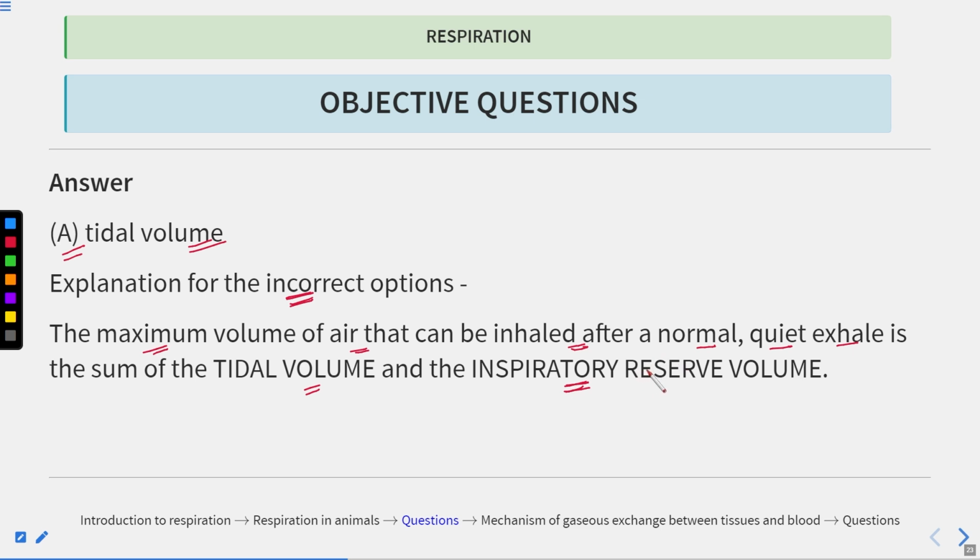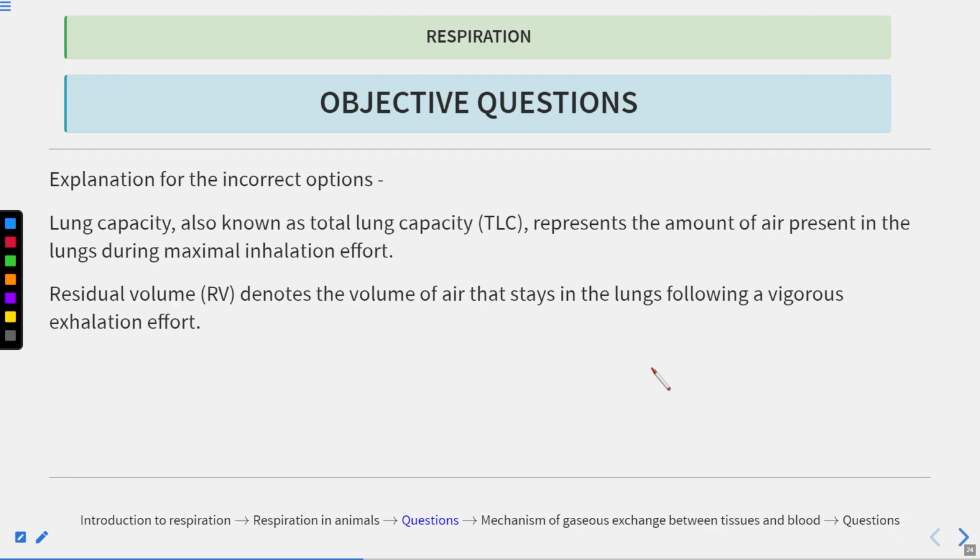Correct? Then what is lung capacity? It is also known as the total lung capacity, TLC. It represents the amount of air present in the lungs during maximal inhalation effort. Whenever you inhale to your maximum limit, the amount of air present in the lungs is known as the lung capacity. And the last one is the residual volume.